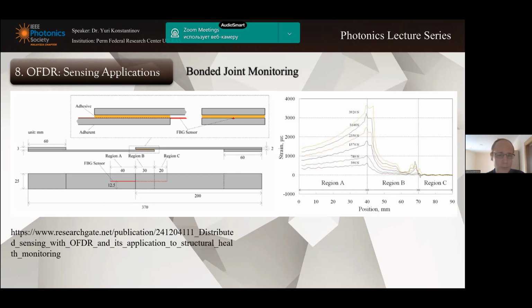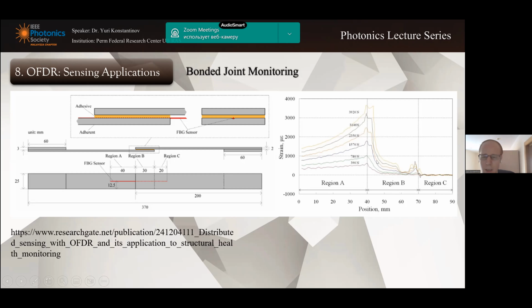So this is bonded joint monitoring. It's performed by the OFDR. You can access these publications. I think it's open access. And you can see that they need to provide very high resolution measurement of this joint. Its length is about 90 millimeters. So if you use some instrument like OTDR, it will not acquire this result. Or if they use fiber Bragg gratings, they can test only a single point of this joint.